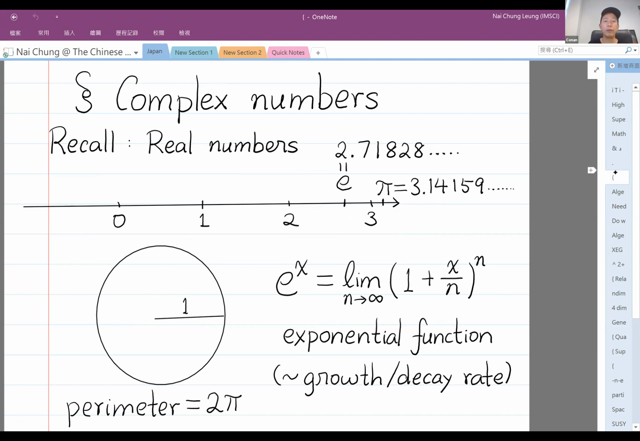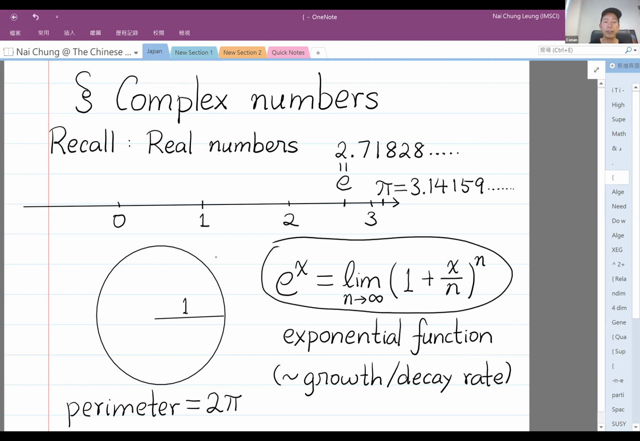Now I come to the mathematics that are involved. The first one is the complex number. Before complex numbers, we have real numbers, and real numbers you can draw on a straight line, like 0, 1, 2, 3. There are a couple of very important numbers. For example, pi, 3.14159, and so on. And then the number e, 2.71828. e is defined by this.